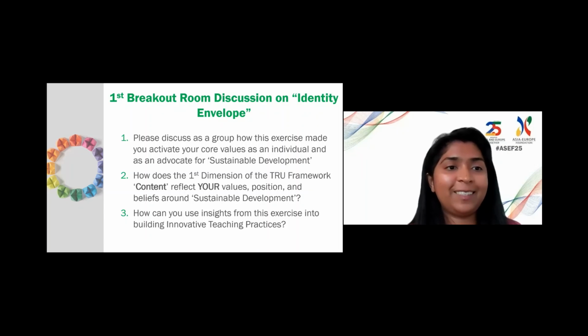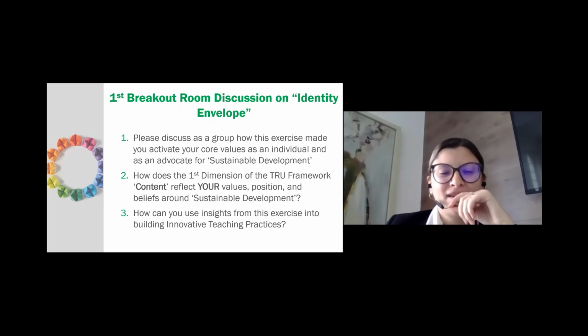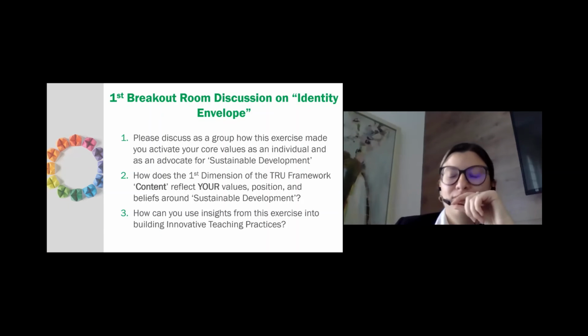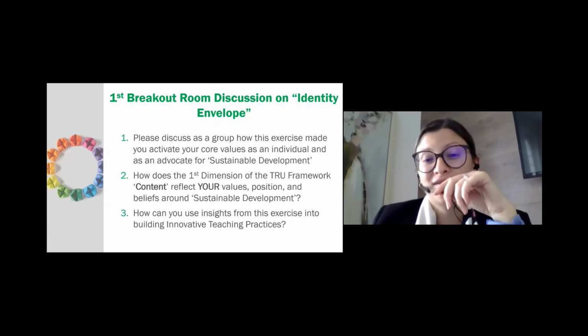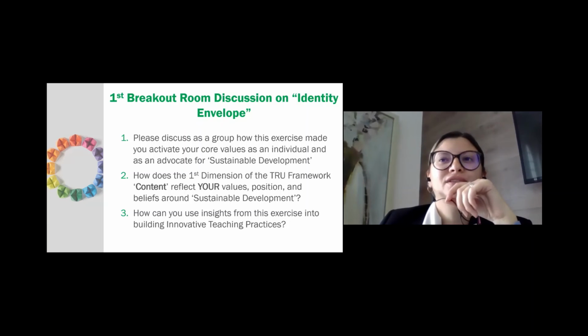Yes. Okay, good. So in my group, I think it was really interesting that my group members had the same feeling as me about the identity envelope. First, we were overwhelmed by how we were going to use images to represent our values and how we feel about sustainability, but eventually it was very fruitful for us as an activity, and most participants said that they consider using this activity in the future, even with their students, to help them reflect.